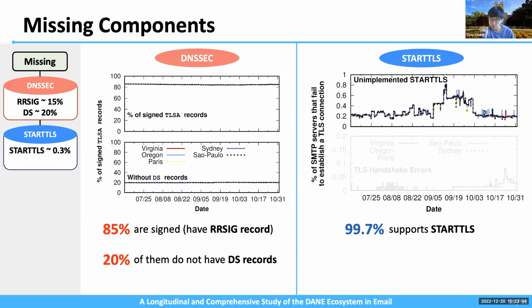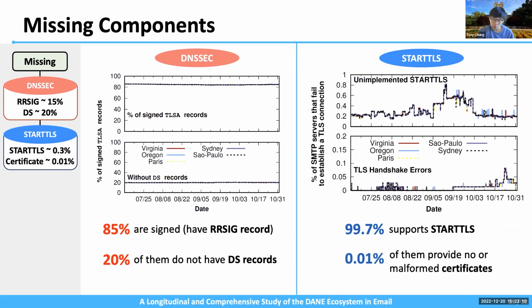And if you're focusing on STARTTLS, luckily, the majority of them support STARTTLS. And only less than 0.01% of them provide no or a malformed certificate, which means from this STARTTLS perspective, there is no problem at all. The only problem of the DANE deployment is DNSSEC.